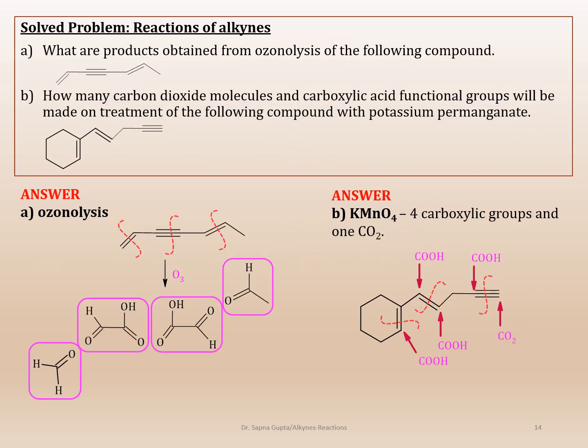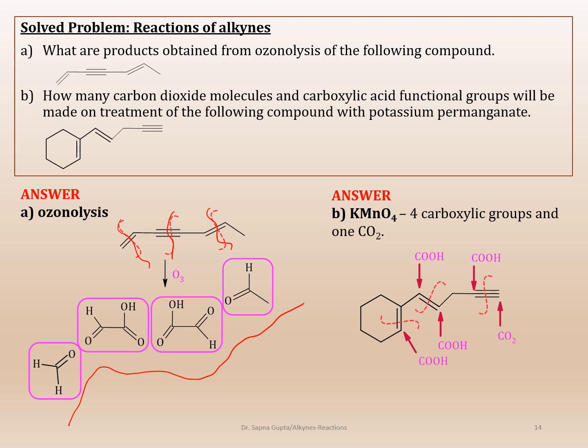All right. And then here, what are the products obtained from ozonolysis, which of course, again, is just breaking bonds. And in question B, how many carbon dioxide molecules am I going to get, and how many carboxylic acid functional groups will I get, from the following molecule. Okay, so let's do the first one, which is the ozonolysis. Ozonolysis means that I'm fragmenting everything. So if you look over here, I've given you where I'm breaking the bonds, and then I followed the same structure and just added the double-bonded oxygens.